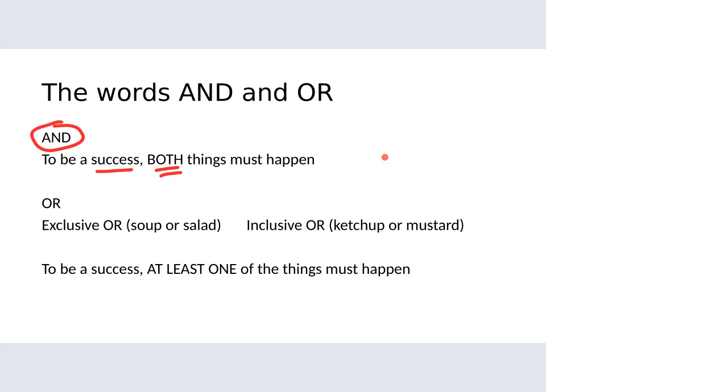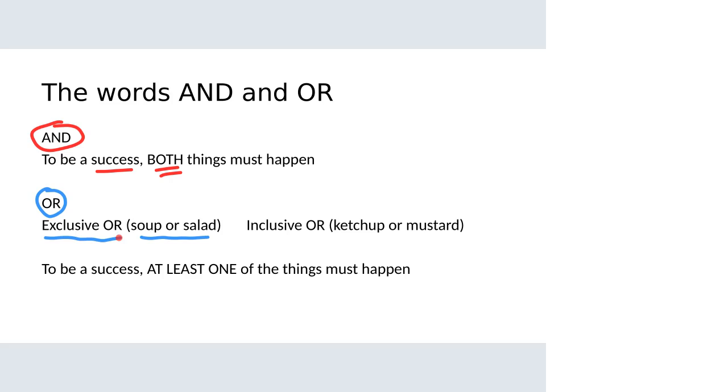The word or. There are 2 different uses of the word or, and I want to talk about those first. When you go to a restaurant and the waiter walks up and says, "Do you want soup or salad?" What that means is you can have one or the other, but not both. That's called exclusive or. One or the other, but you can't have both.